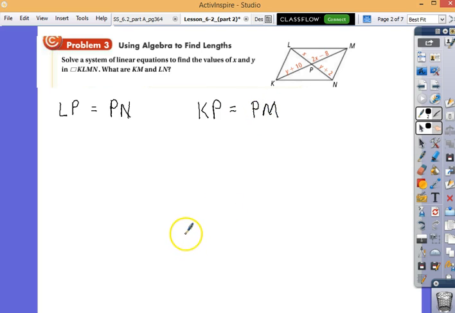Now we can use the magic powers of substitution and turn this into an algebra problem. x equals y plus 2, and y plus 10 equals 2x minus 8. Now we need to know what the variables equal so we can find out what the segments equal, so we can add the segments together to get the length of the diagonals.